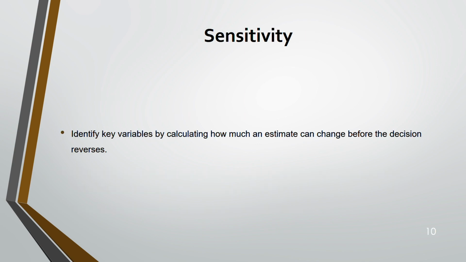Sensitivity. Okay, here you keep all the variables constant and just change one variable and see the impact on the result. That means how much an estimate can change before the decision reverses. For example, you are making a profit at some price. You want to see how much you can increase the price before you start making a loss. So that is the meaning of sensitivity.